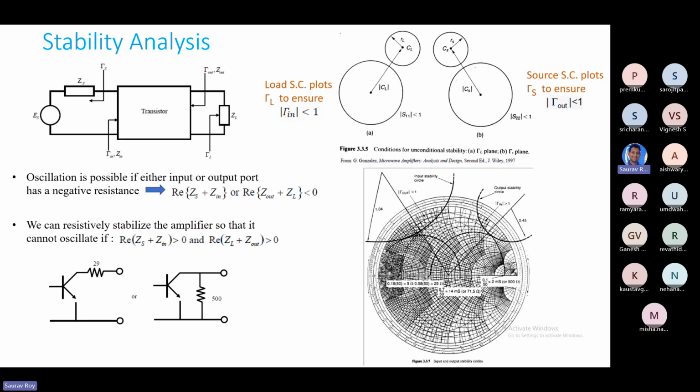Okay, so now how can we do it? How can we make it stable? So the simple logic, or the easiest way, is this: we can add a resistance. Intelligently, or with some analysis, we find out this resistance value so that we can push it back to the positive region.